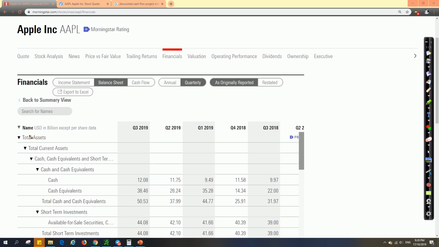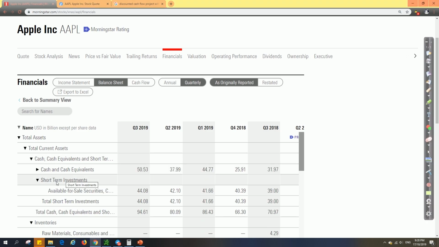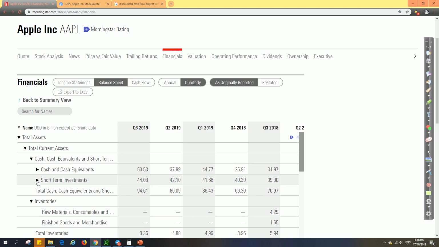And under total assets, we want to focus on the cash and cash equivalents. So we sum this section up. Now, short-term investments can be liquidated as and when a company needs, usually. So they can be translated to cash on hand as well. So I generally tend to include this. And therefore, we see that Apple has a liquid cash of 94 billion. Now, remember also to convert this back to cash per share by dividing by the number of shares outstanding.